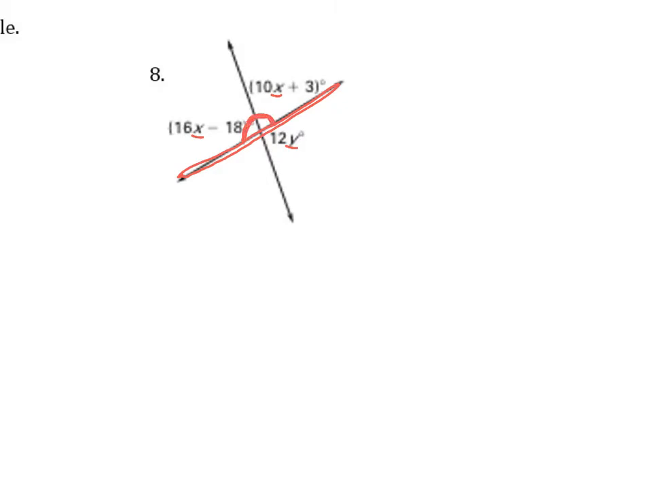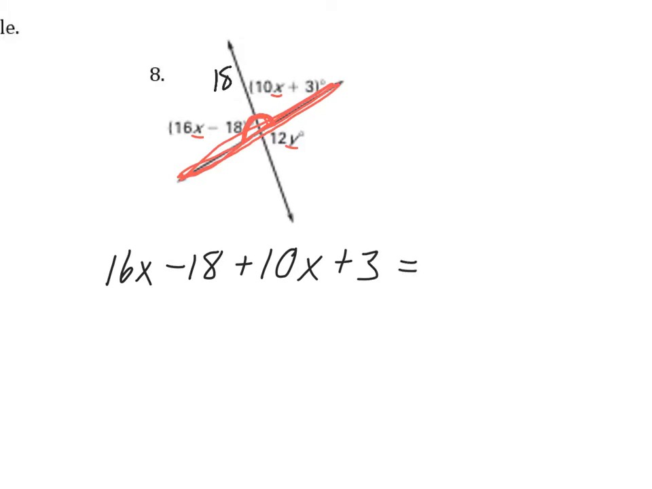It looks like these two together form a linear pair. So in that case, I know that the angle on the left, 16x minus 18, plus the angle on the right, 10x plus 3, together they have to equal 180, since they form a linear pair. Once we have our equation set up, take a minute, go through, try to solve it on your own. I'll reveal the answer in a couple seconds.